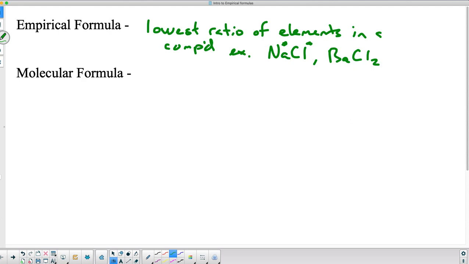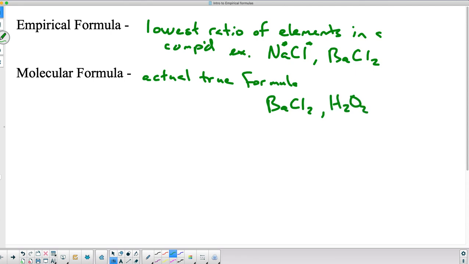So molecular formulas are actually the true formula. And sometimes the molecular formula and the empirical formula are the same, such as BaCl2. Okay, sometimes it's not. Take a look at H2O2, or C2H6. So this right here is hydrogen peroxide. I'm sure you've heard of that before. Whereas the empirical formula would be just HO, because when you have 2/2, it's the same thing as 1/1, right?